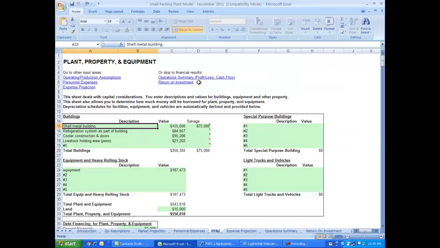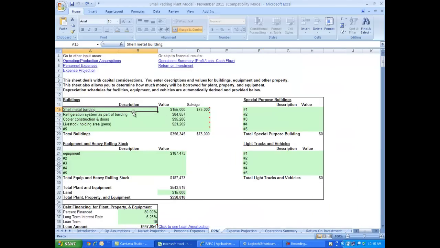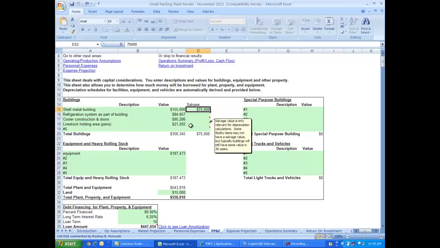As I said, there's more information to be added in plant, property, and equipment. Here's where you'll enter everything about your building, every aspect of your building. And for our shell metal building, we even assume that there's a salvage value. After depreciation has been considered, when it's all said and done, this building 40 years from now is still going to be worth something. So that's the value we put in here. For equipment, for special purpose buildings like a storage shed, for company cars and delivery trucks, all of these, the depreciation is figured on different levels as opposed to the straight line depreciation used for the facilities.